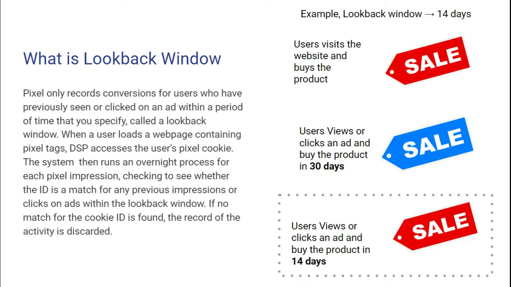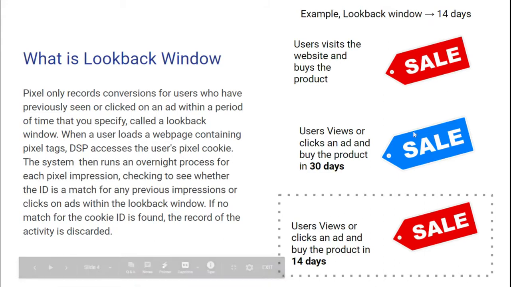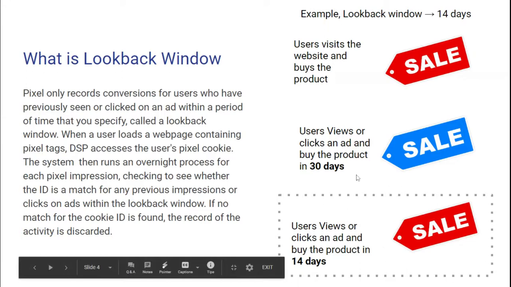So basically, look back window is the window in which you give credit to your paid campaign, considering a view through conversion or a click through conversion. It requires conversions for users who have previously seen or clicked on an ad within a period of time that is specified, called look back window. So if my lookback window is set to 14 days, the last one will be considered as a sale, not this, not this. Okay, so moving on.